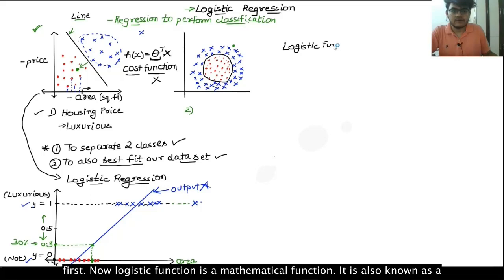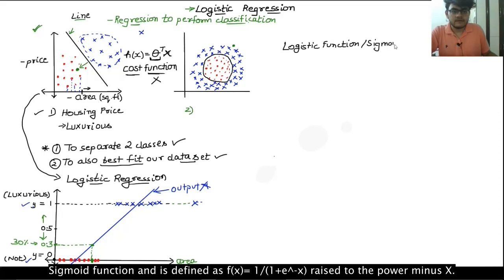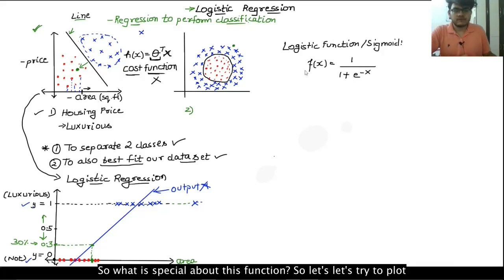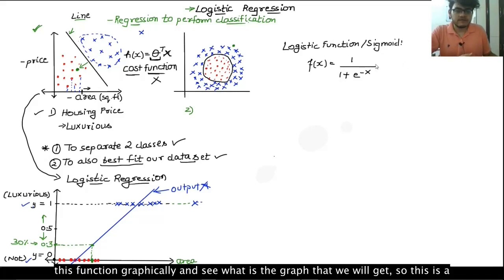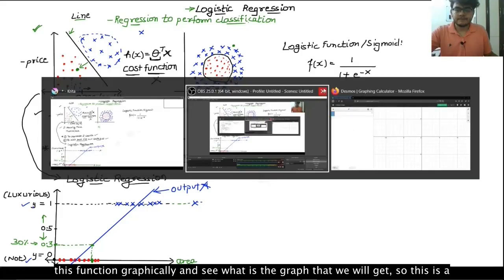Now, the logistic function is a mathematical function. It is also known as a sigmoid function and is defined as f of x equals 1 divided by 1 plus e raised to the power minus x. So what is special about this function? Let's try to plot this function graphically and see what graph we will get.